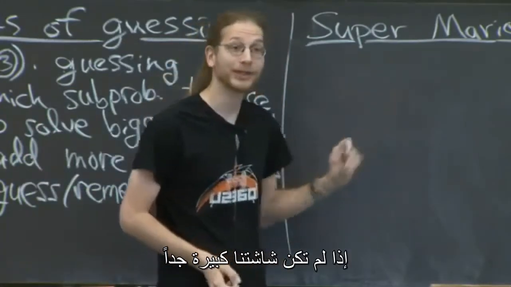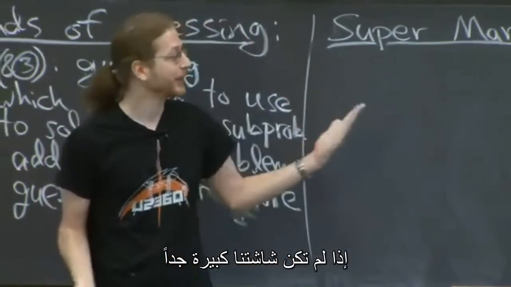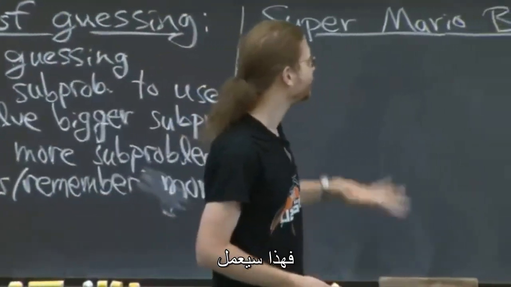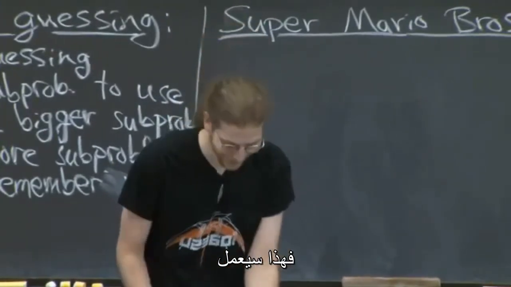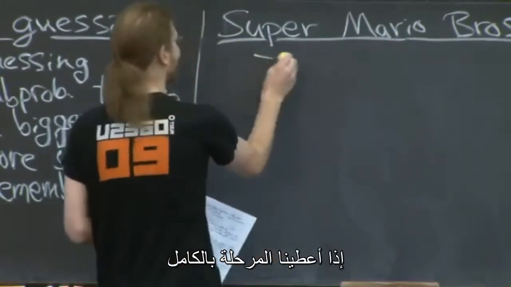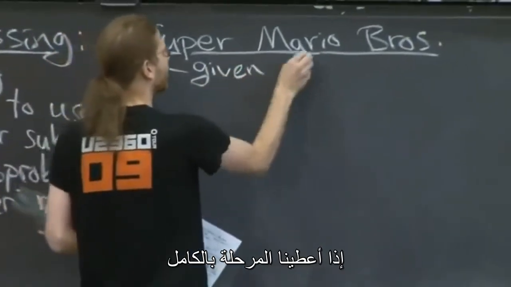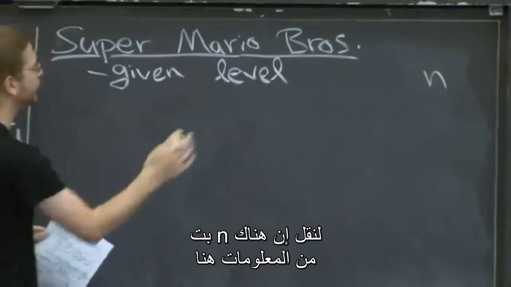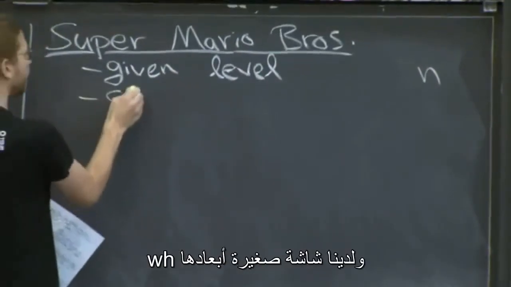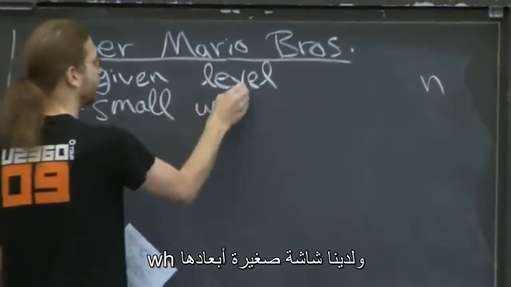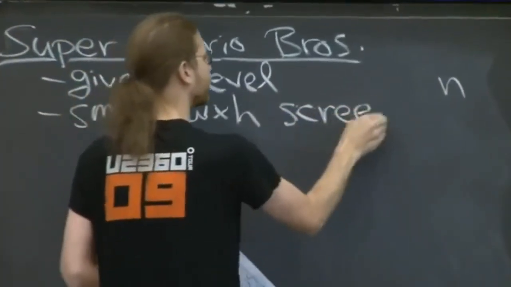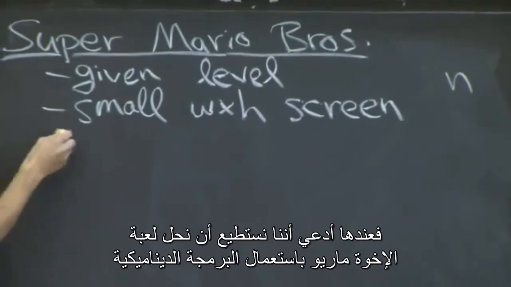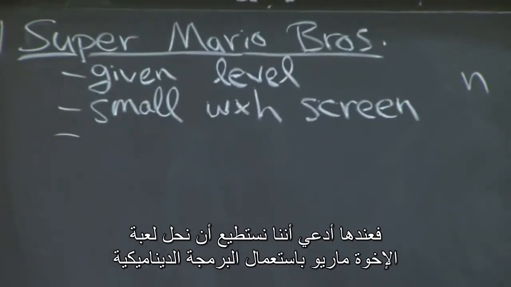Now, as long as your screen is not too big, and thankfully on NES, screens are not very big, it's 320p or whatever, this will work. So if you are given the entire level, so let's say there's n bits of information there, and you have a small W by H screen, W and H are not too big, then I claim we can solve Super Mario Brothers by dynamic programming.